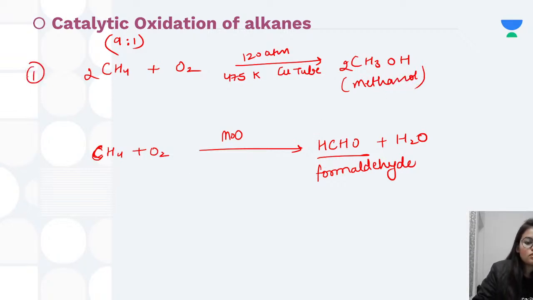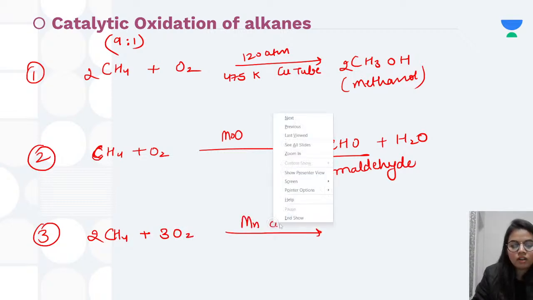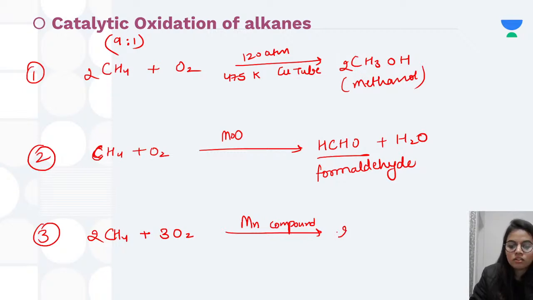So this is first, this is second, and let's go for another, which is when we are using a manganese based catalyst at a temperature of approximately 100 degrees Celsius, the methane can be oxidized to methanoic acid. How does this happen? I have methane and oxygen, and now I have a manganese compound, so I have used the catalyst of manganese. Now what will I get?